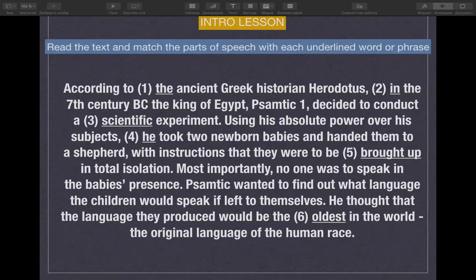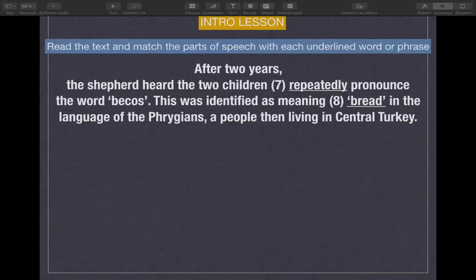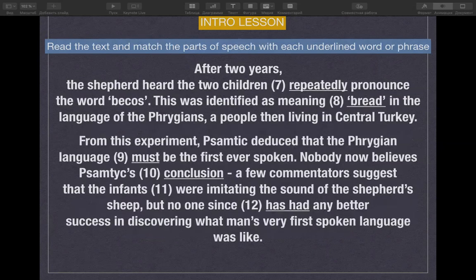Psamtik wanted to find out what language the children would speak if left to themselves. He thought that the language they produced would be the oldest in the world, the original language of the human race. After 2 years, the shepherd heard the 2 children repeatedly pronounce the word bekos. This was identified as meaning bread in the language of the Phrygians, a people then living in central Turkey. From this experiment, Psamtik deduced that the Phrygian language must be the first ever spoken.